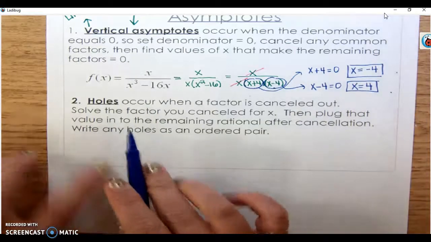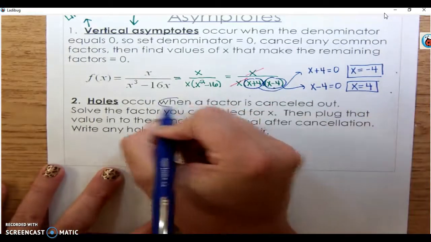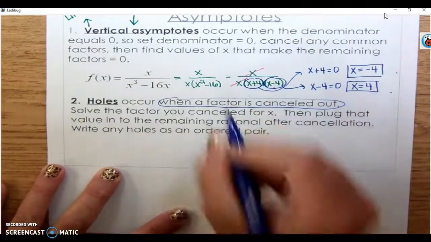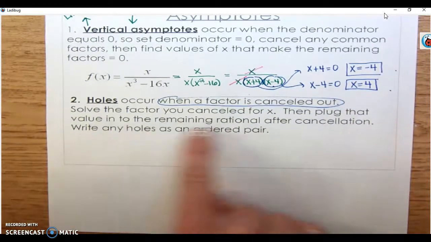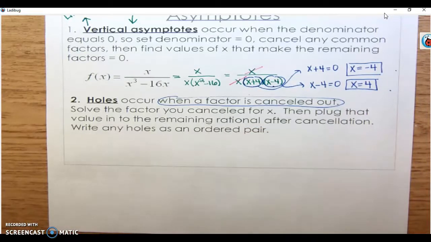Holes occur when a factor is canceled out. We're going to solve the factor for x, and then to get the ordered pair, we're going to plug it back in and get the y value. So let me show you what I mean.